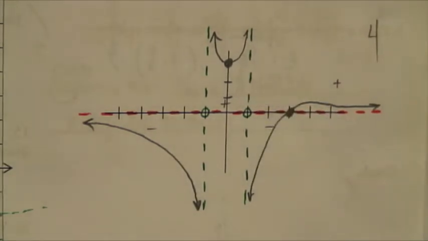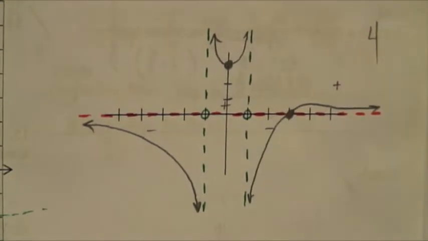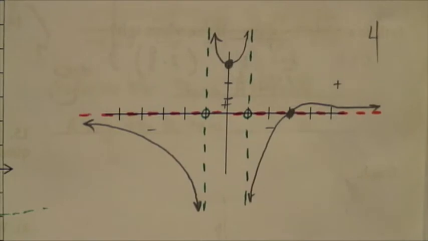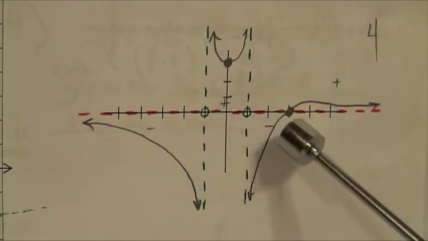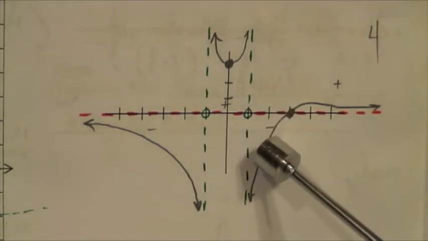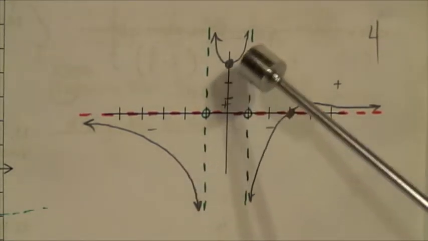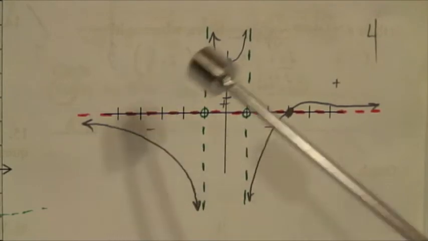Because it was a positive x on the top and a positive x squared on the bottom, a positive divided by a positive is a positive. So the region furthest to the right is positive. Between that x-intercept and that open circle is negative. Between the two open circles it's positive, and after that open circle it's negative.